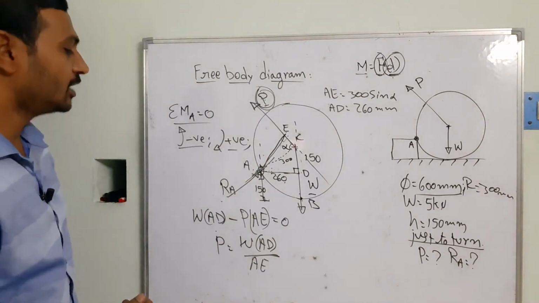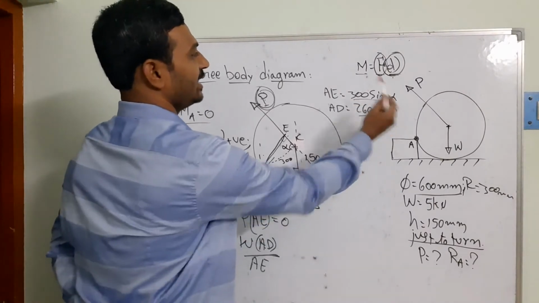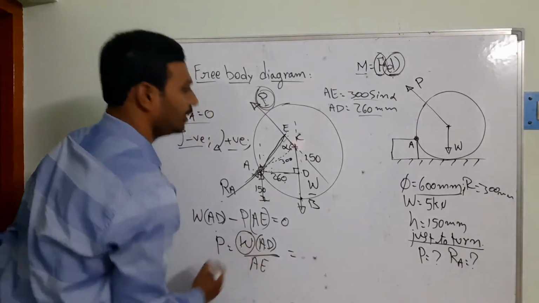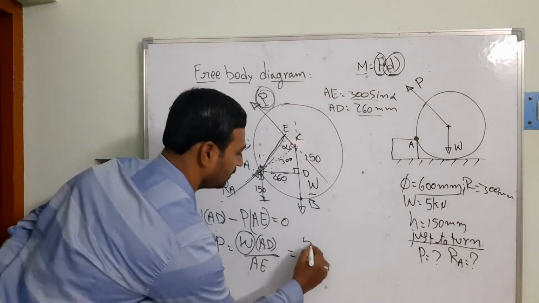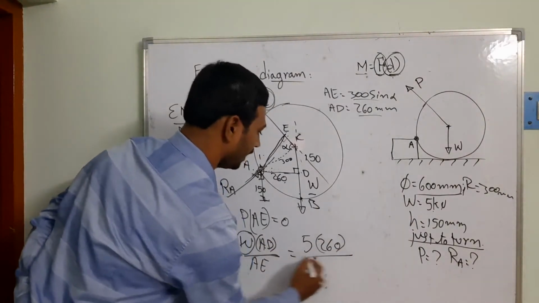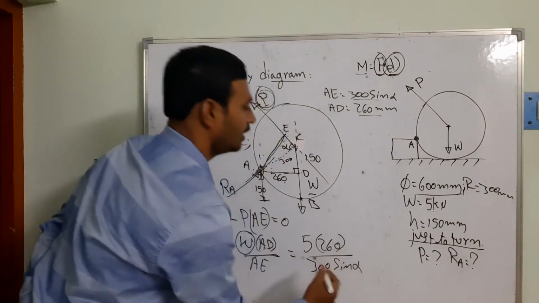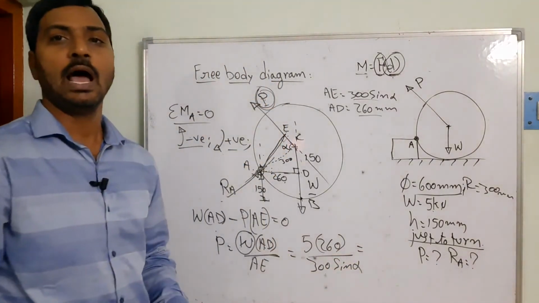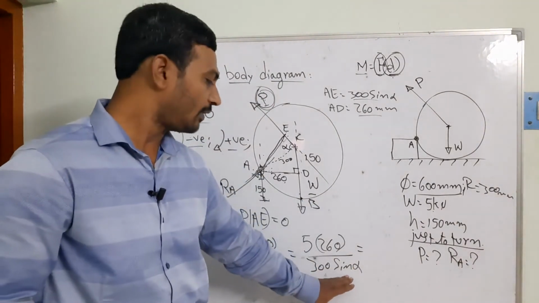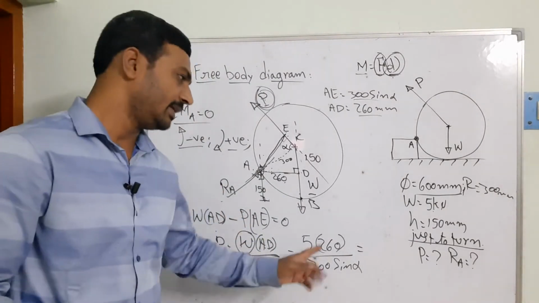I am going to be taking the division of your geometrical properties. As we know, AD is equal to 260 mm, AE is equal to 300 sine alpha. So I am going to be substituting, what is the W? That's going to be 5 kilonewtons. I am going to be taking the 5 as it is. And AD is equal to 260 divided by 300 sine alpha. If I am going to be simplifying this equation, I am going to be getting some numerical divided by sine alpha. This sine alpha is going to be deciding whether it is going to be a maximum value or the least value we are going to take.